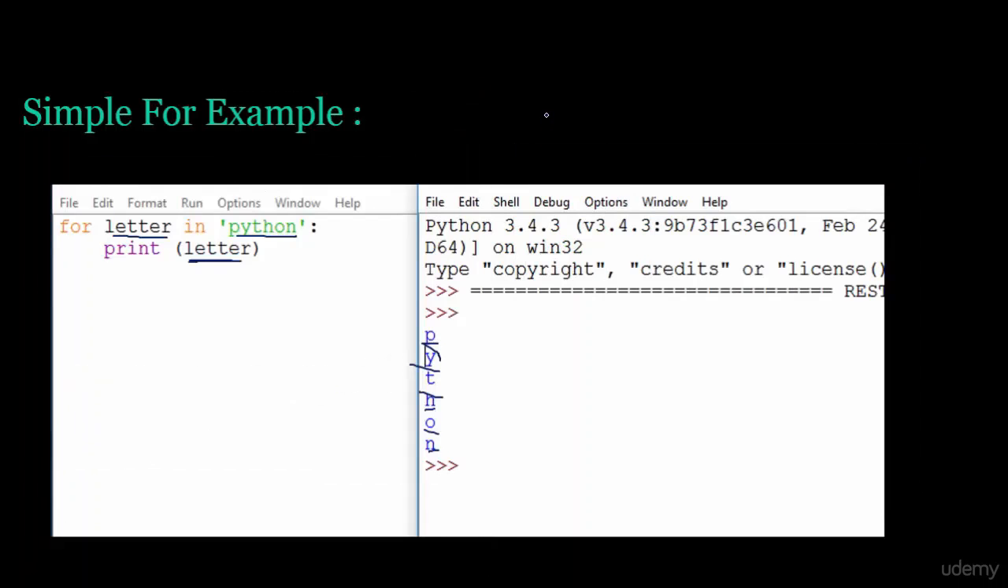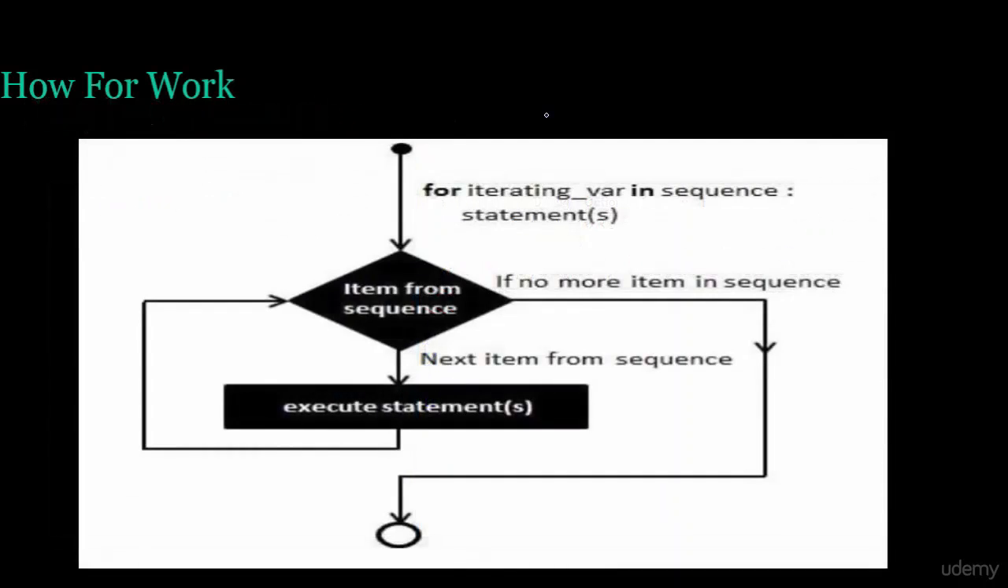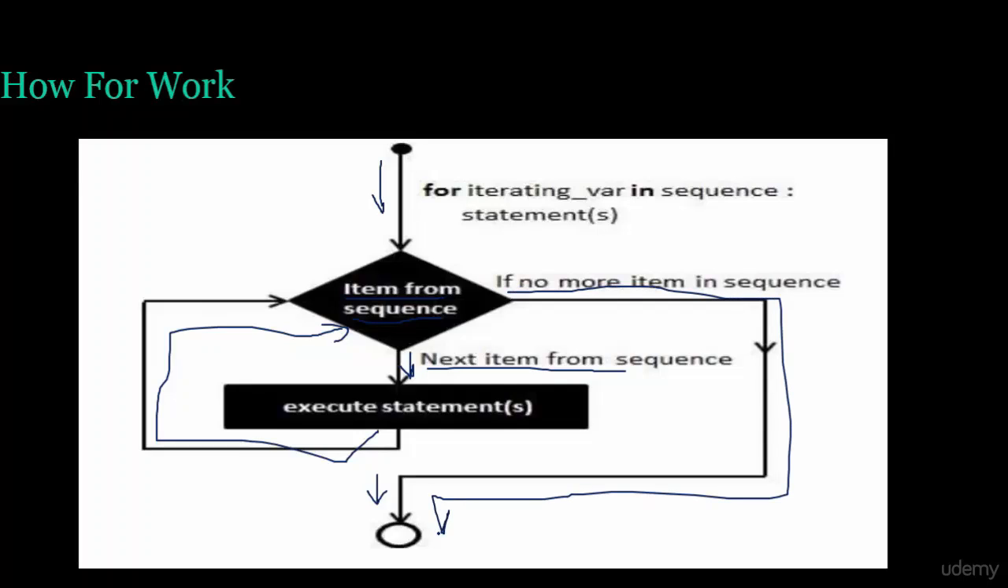Okay, how does for work? The code will go from here to the end of the code here. If there is still an item from the sequence here, it will take the next item. It will move to the next item and execute the statement. If there are more items, this will be executed and executed and executed. If there is no more item in the sequence, it will move here and go here.